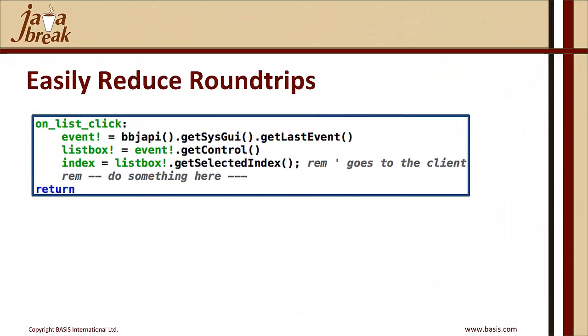So how do we avoid these synchronous round trips? Let's have a look here at this example. Here we have the onList click event handler for a BBJ list box.